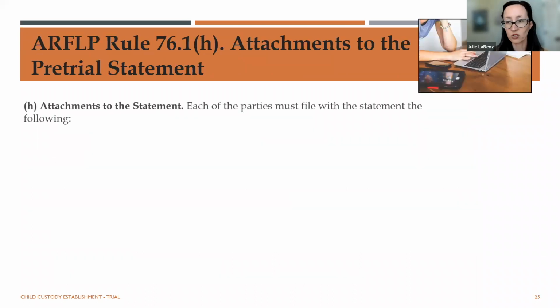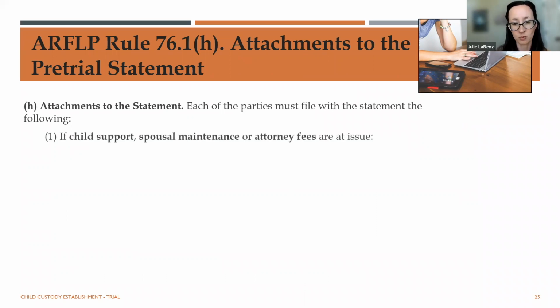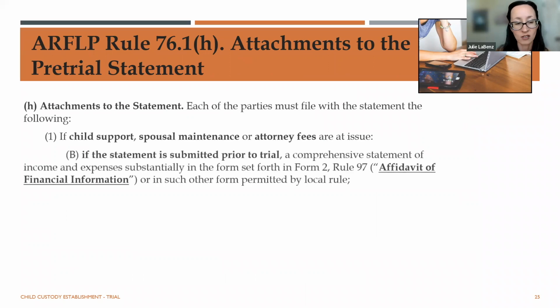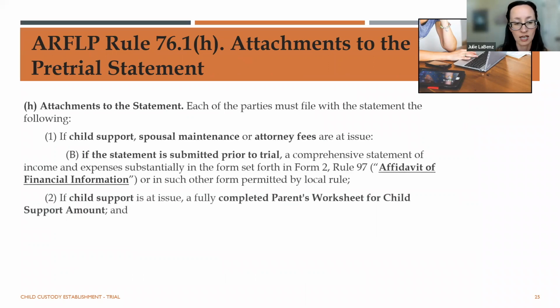There's also certain attachments that go with the pretrial statement. So if your case involves child support or attorney's fees, then you need to attach your affidavit of financial information. And then for child support, if that's at issue, your proposed child support worksheet with the amount of child support you're asking the court to order.